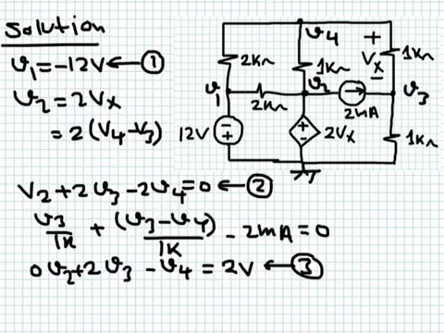Okay, so I now need one more equation. I have this equation between V2, V3, and V4, and I need one more equation. I will get it by applying KCL at this node here.